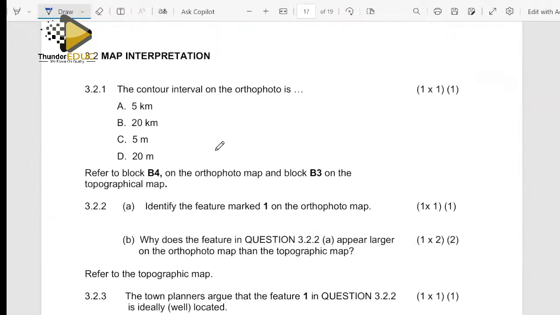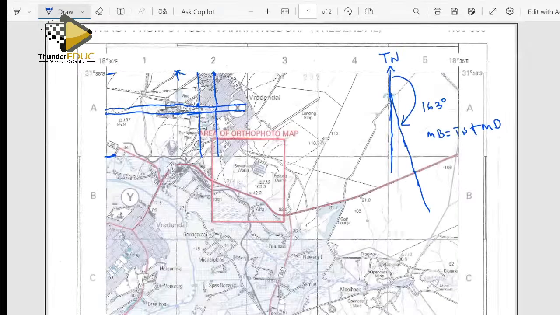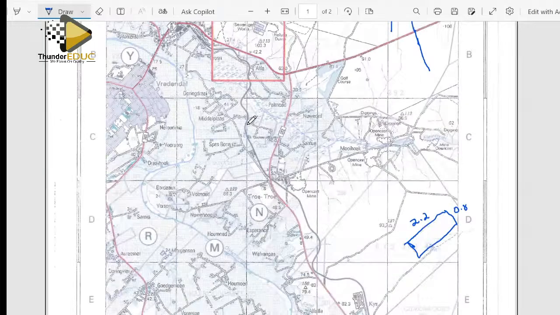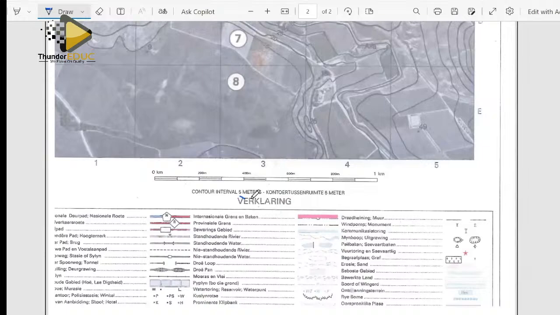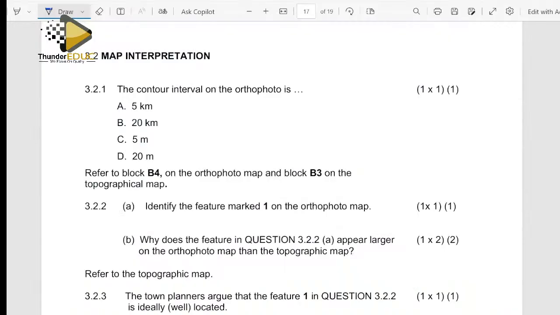Moving on to the next question. The contour interval on the orthophoto map. This one here, it doesn't change. It's always the same. If we refer to our map, we want the contour interval on the orthophoto map. We go to our orthophoto map, the information is here. Contour interval, 5 meters, in Afrikaans, so provided there. So it's common information that our contour interval is 5 meters.